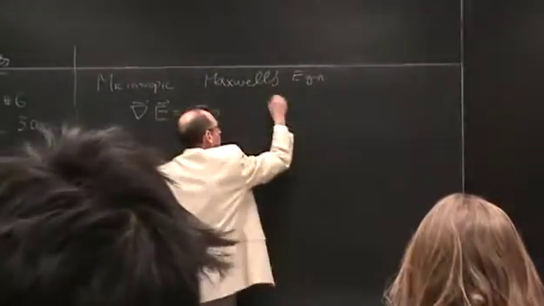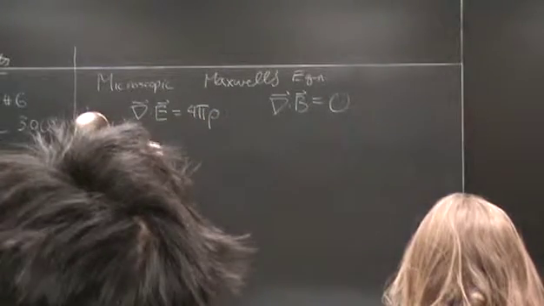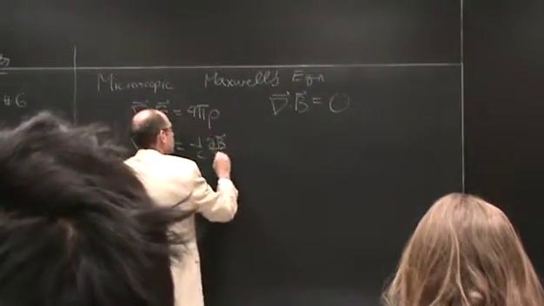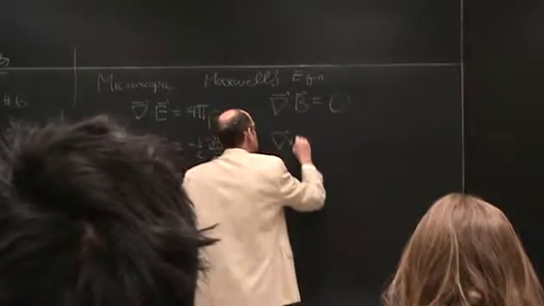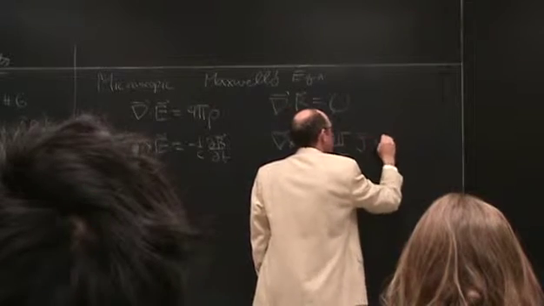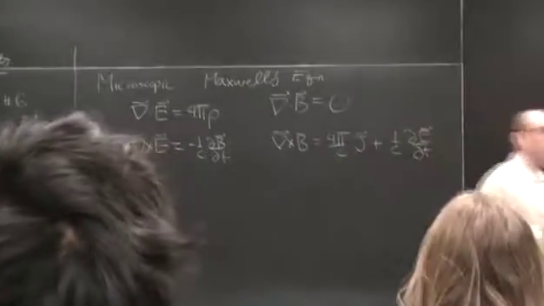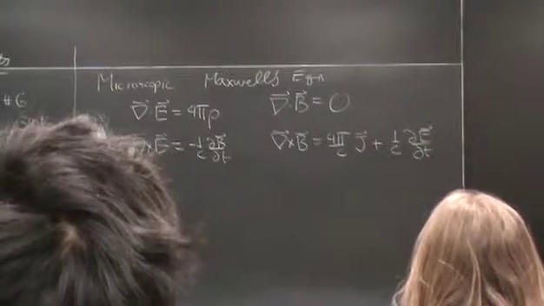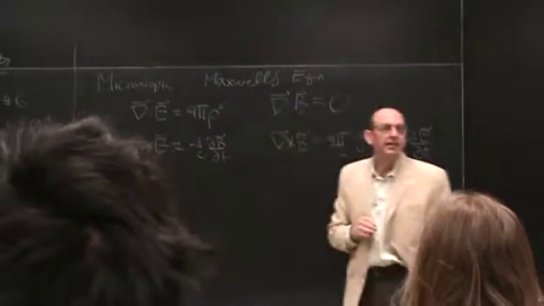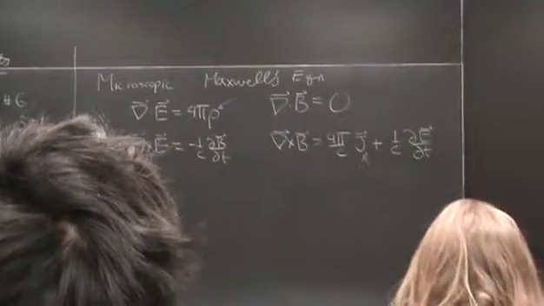So we have del dot E equals 4 pi rho, del dot B equals 0, del cross E minus 1 over c dB/dt, del cross B equals 4 pi over c J plus 1 over c dE/dt. So when we write this down, we're assuming that we know absolutely all of the charge density everywhere and all of the current density everywhere.